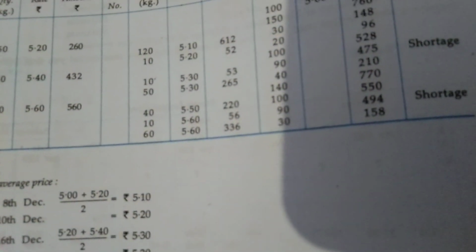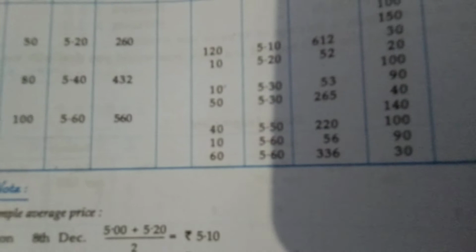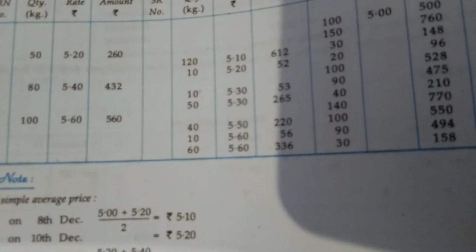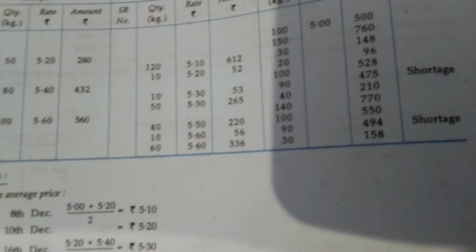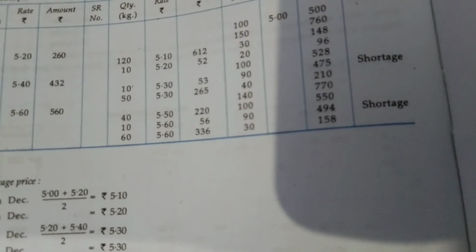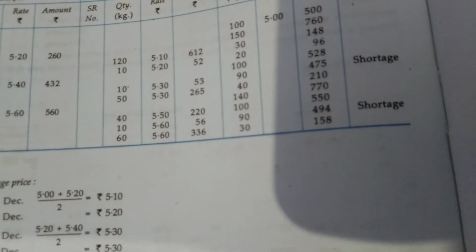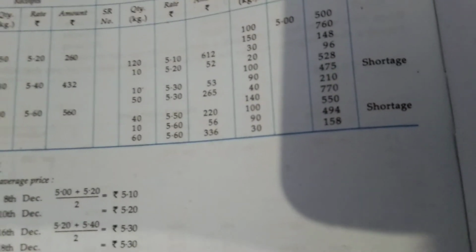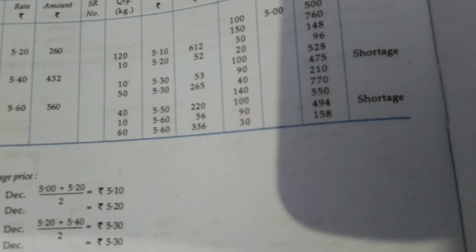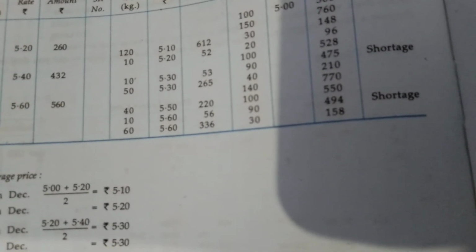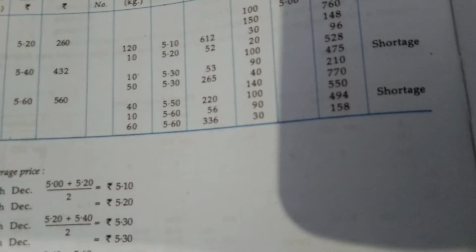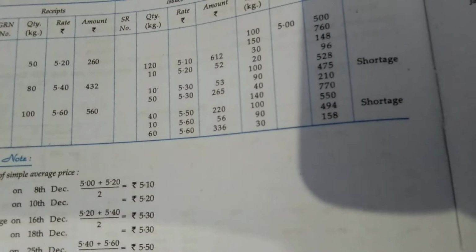Likewise, when we have issued 50 units later on, the 5.30 price has also come into effect. Then what happened? 100 minus 10, that is 90 units, and the value is also 528 minus 53, and later on 90 minus 50, 40 units, and the value has been deducted: 475 minus 265, that is 210.